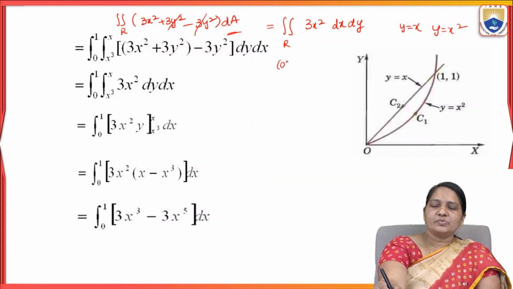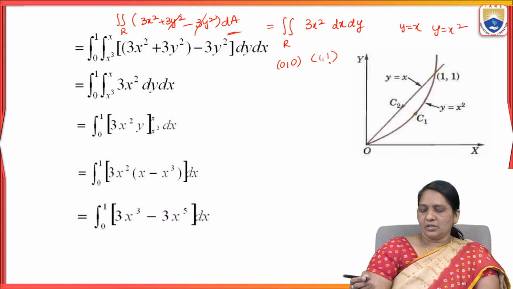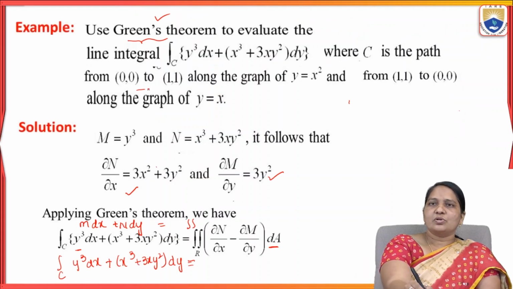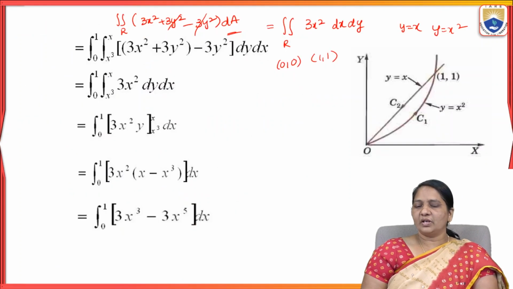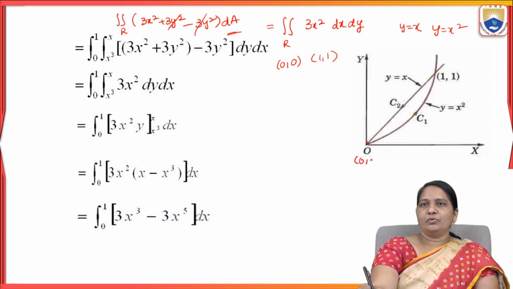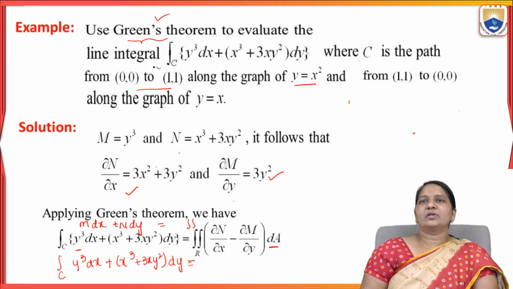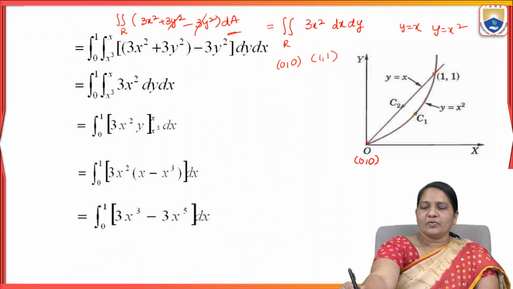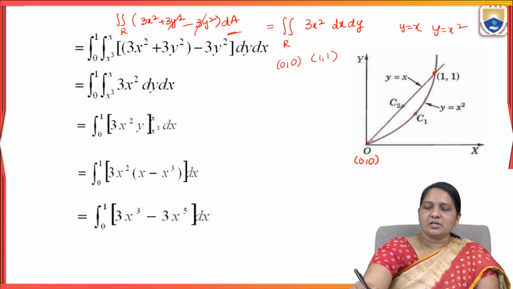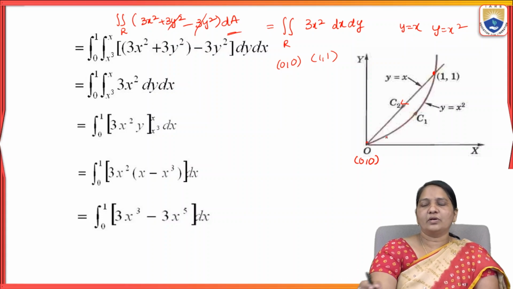They gave the points from (0,0) to (1,1). So they gave this data in the problem. (0,0) to (1,1) is along y equals x². Here we can observe (0,0) at the origin, and we have (0,0) to (1,1). This is y equals x², and we take this one as the C1 curve. Next, they gave from (1,1) to (0,0), so they gave the direction like this. This is the curve we are taking as C2, y equals x.